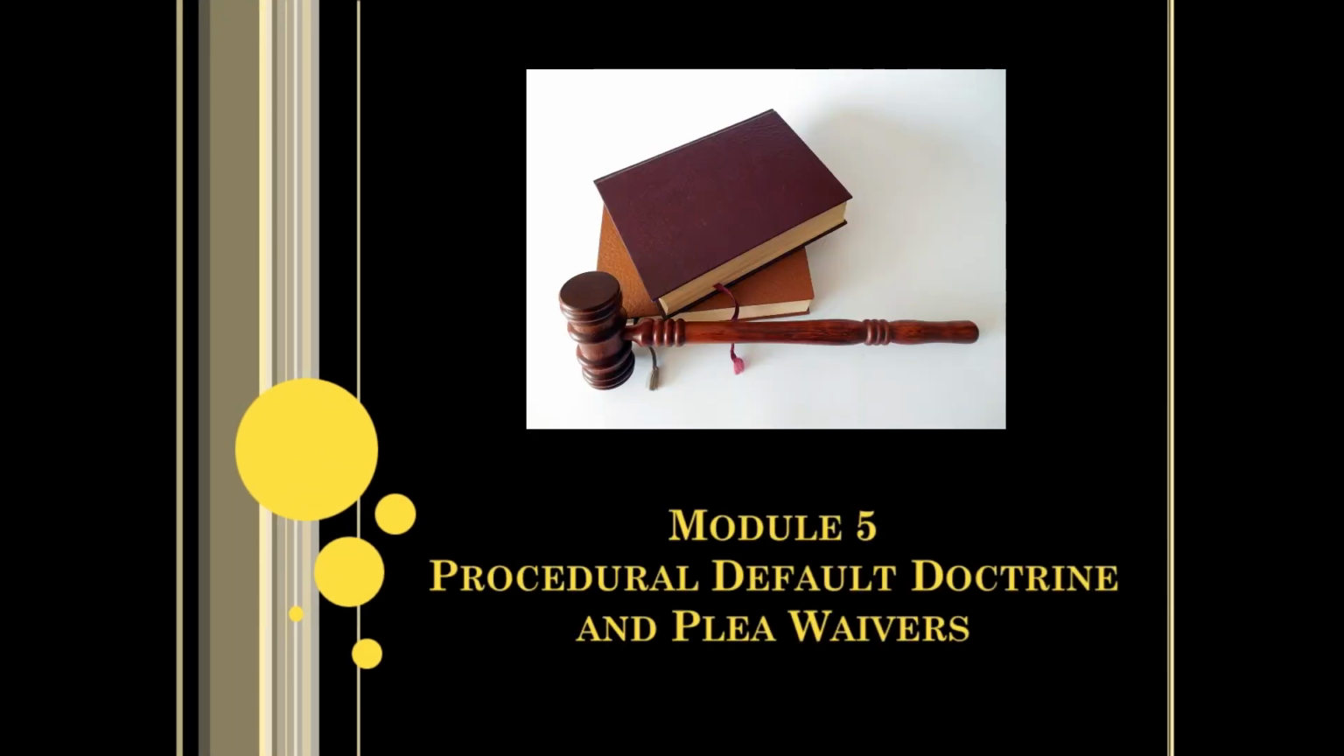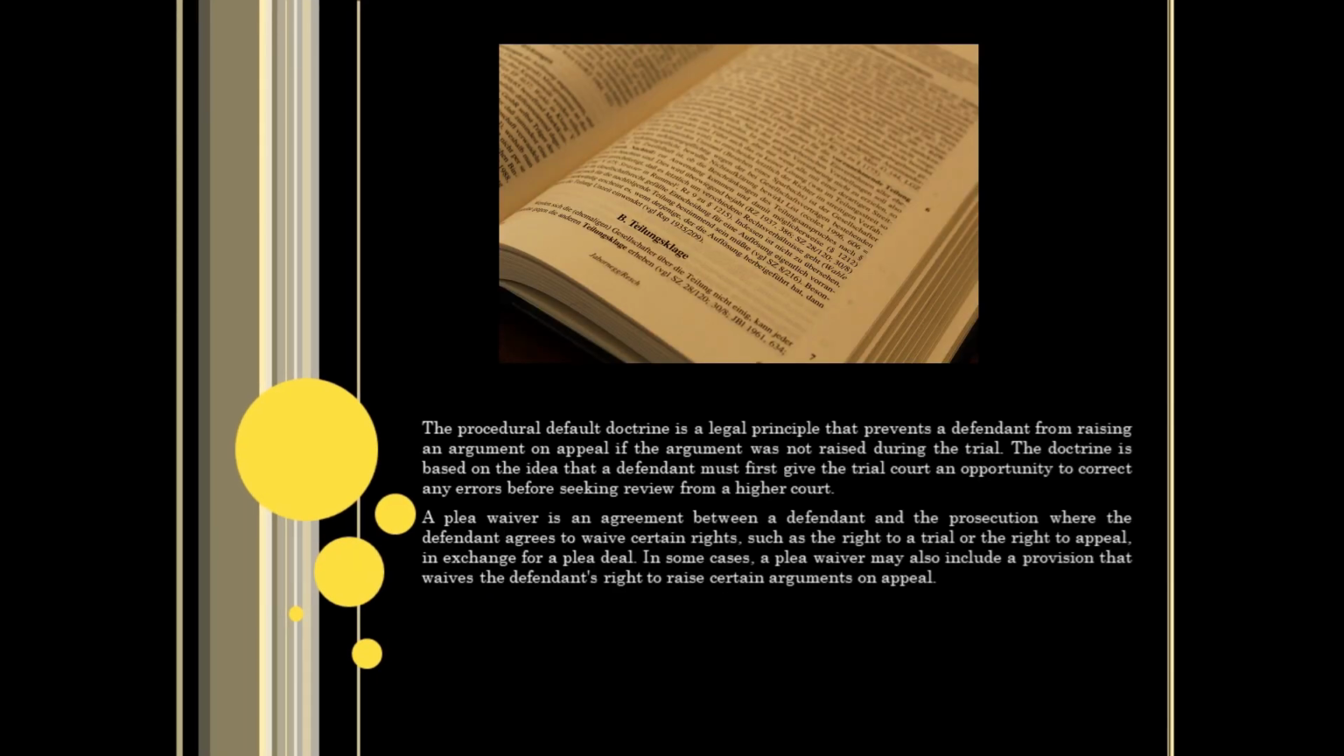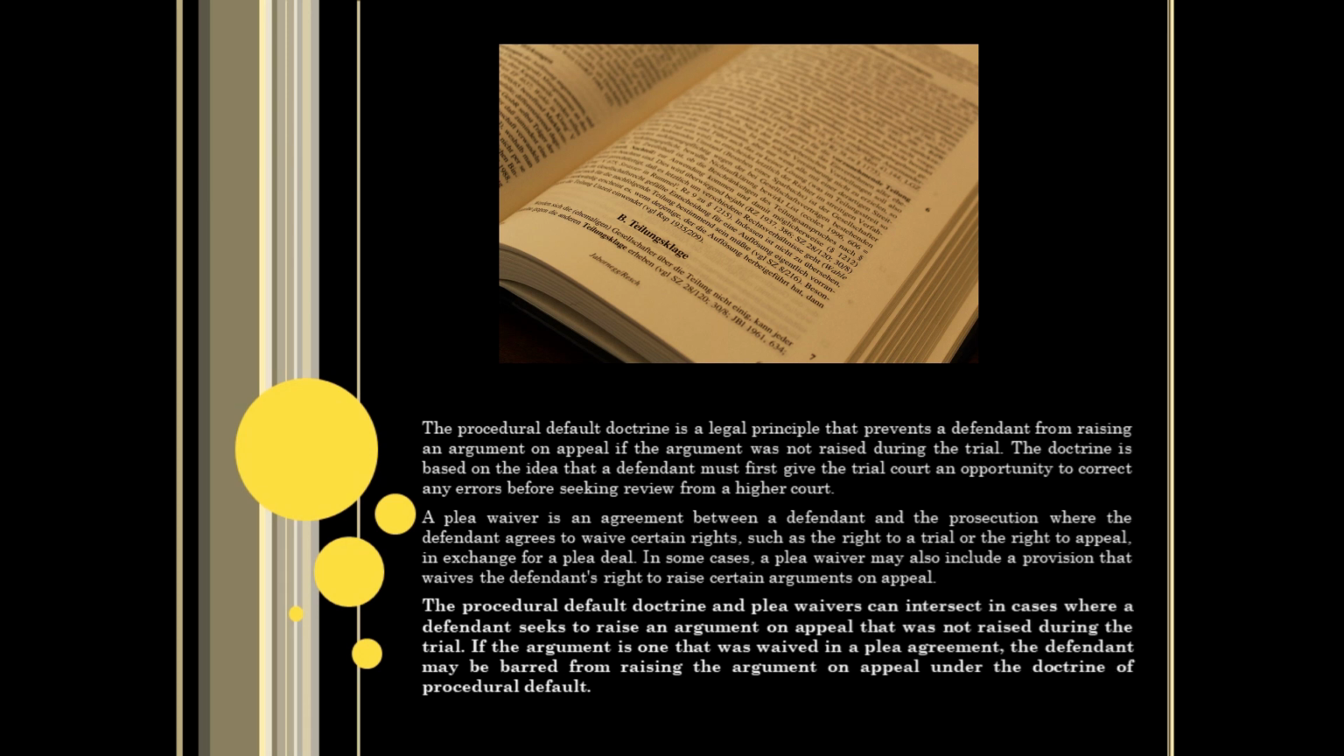Module 5. Procedural Default Doctrine and Plea Waivers. The procedural default doctrine is a legal principle that prevents a defendant from raising an argument on appeal if the argument was not raised during the trial. The doctrine is based on the idea that a defendant must first give the trial court an opportunity to correct any errors before seeking review from a higher court.